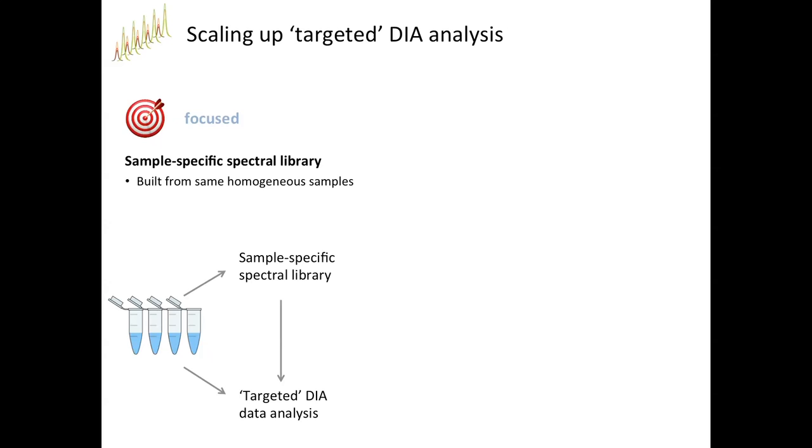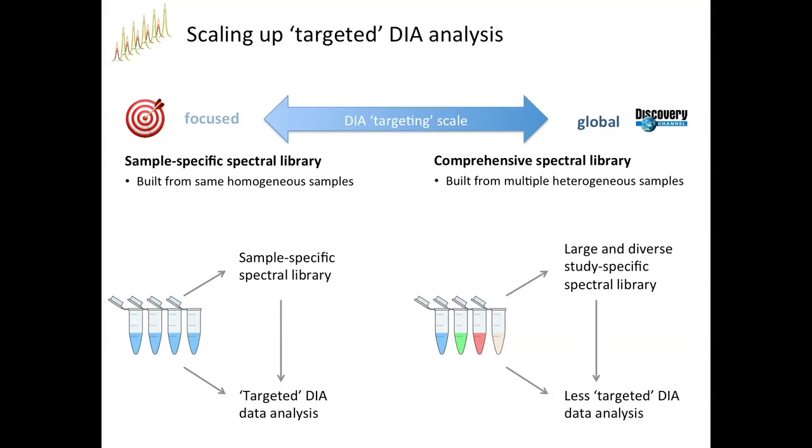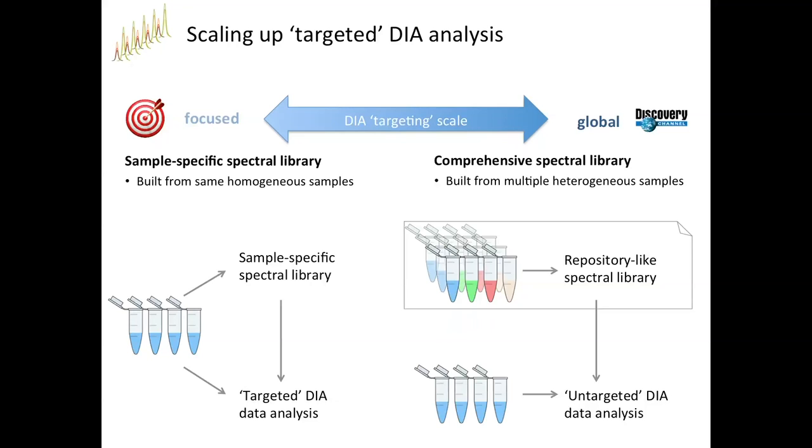But now, sometimes you don't have a very homogeneous sample set, or you just get to more complex data sets. And then you end up in a scenario where you have a more complex spectral library. For example, when you are working with heterogeneous samples, you have a larger and more diverse, I would say, study-specific spectral library. And the analysis that you perform is, in this case, already a little bit less targeted compared to our standard approach. And then there is another scenario where you might want to use a repository-scale library, like I think Ben mentioned yesterday.